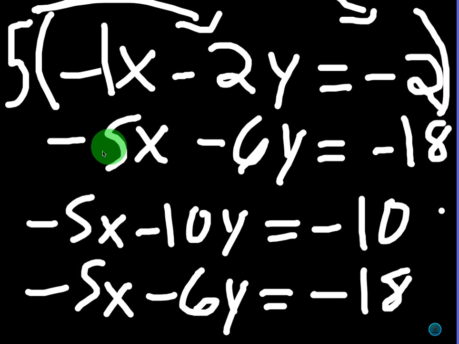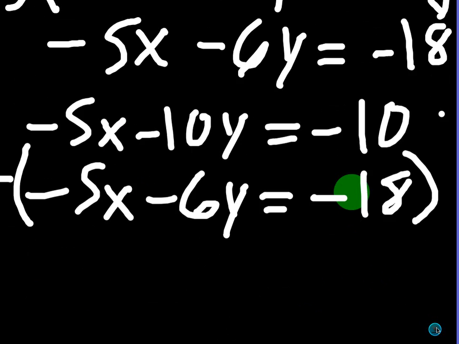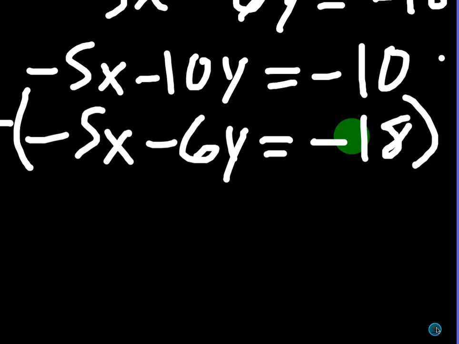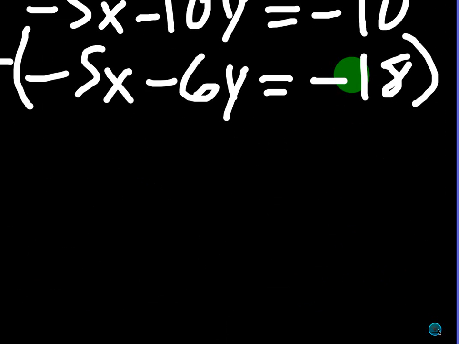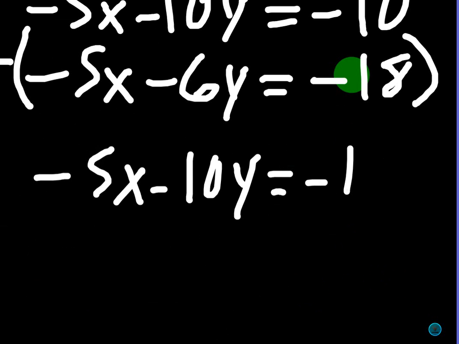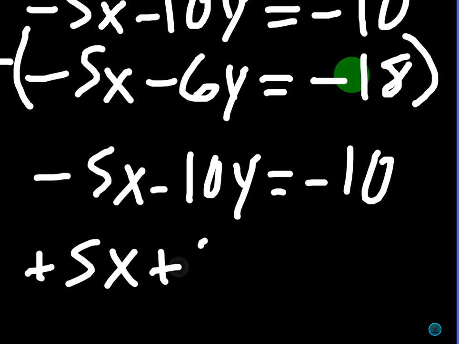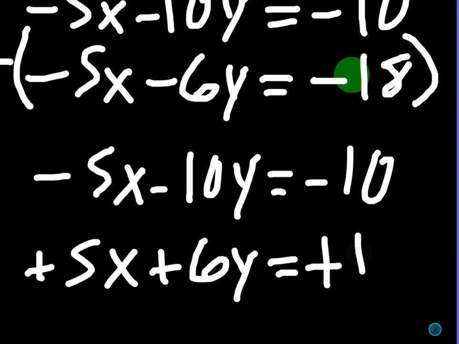Okay, so what's the next step? Take the bottom equation and multiply by what? Negative 1. So basically what that's going to do is flip every single sign. That's one way you can do this step, is just flip every single sign on the bottom. Okay, again I'm going to just rewrite the top the way it was. Because it's a system of equations, you have to carry both equations down. However, the bottom equation, everything flips. It becomes positive 5x, positive 6y, positive 18.